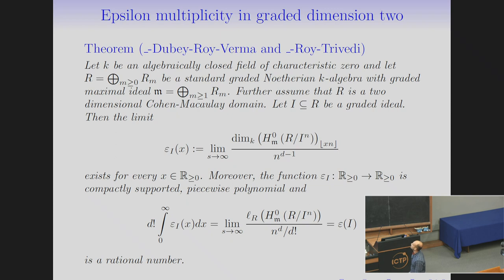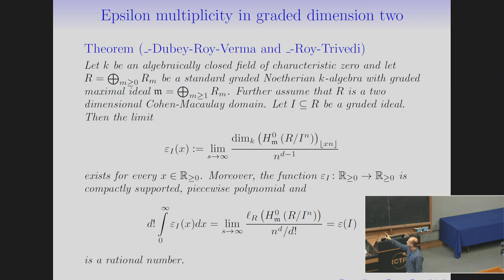So R is basically a homogeneous coordinate ring of some projective curve. But here we're assuming Cohen-Macaulay, not normal, so it can have some singularities. We show that the density function, you can define it in an analogous way, right? We show it's actually a piecewise polynomial. So this is where dimension two actually helps. If you integrate, you get the epsilon multiplicity and it's in fact a rational number.